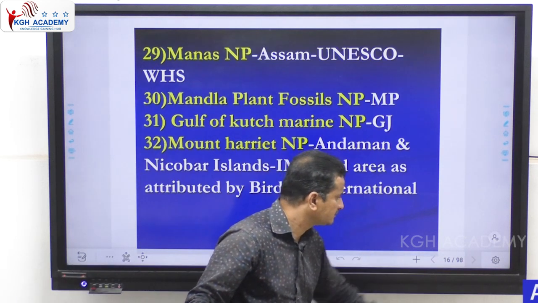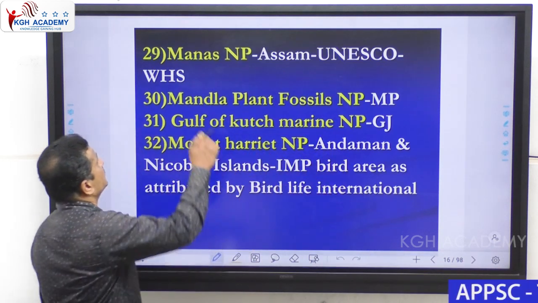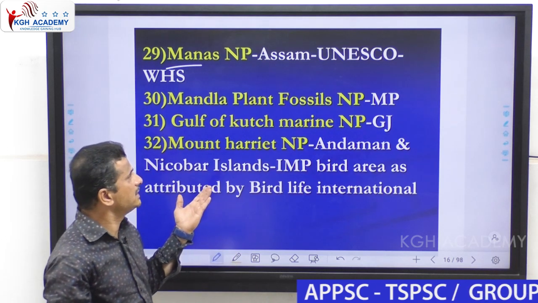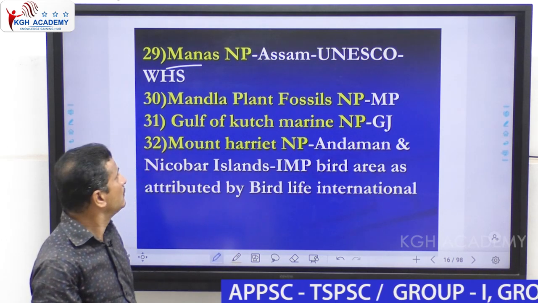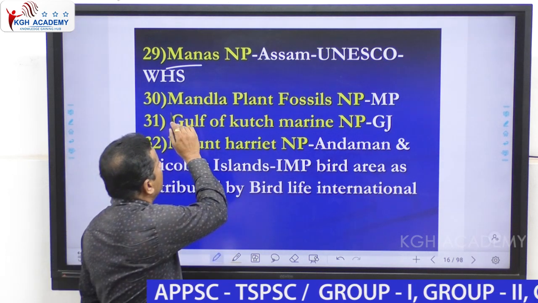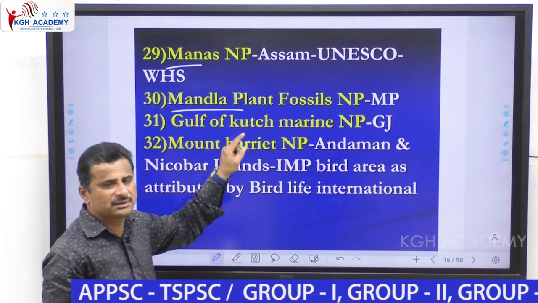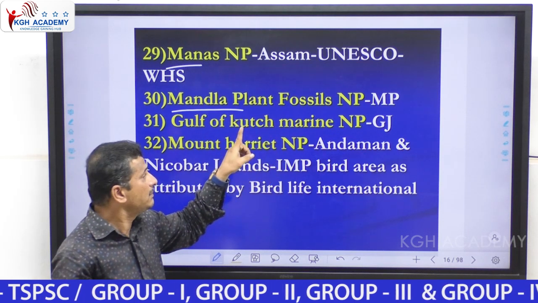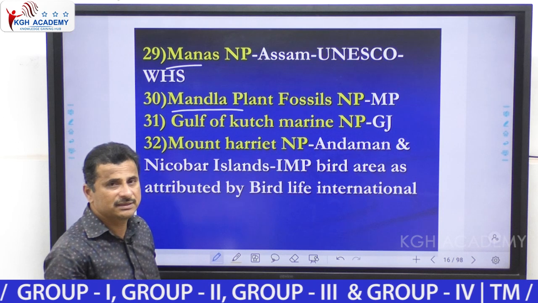And next, Manas National Park, present in Assam. This is also a UNESCO World Heritage Site. And Mandla Plant Fossil National Park. This is the specialty: plant fossils. Mandla Plant Fossil National Park is in Madhya Pradesh.